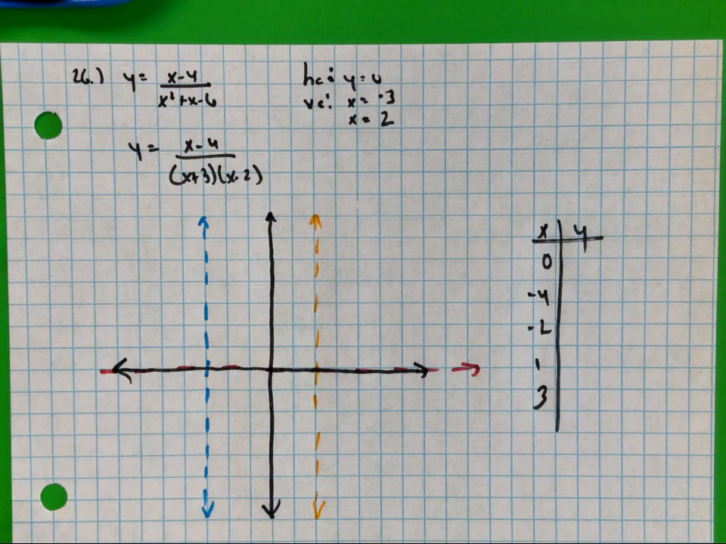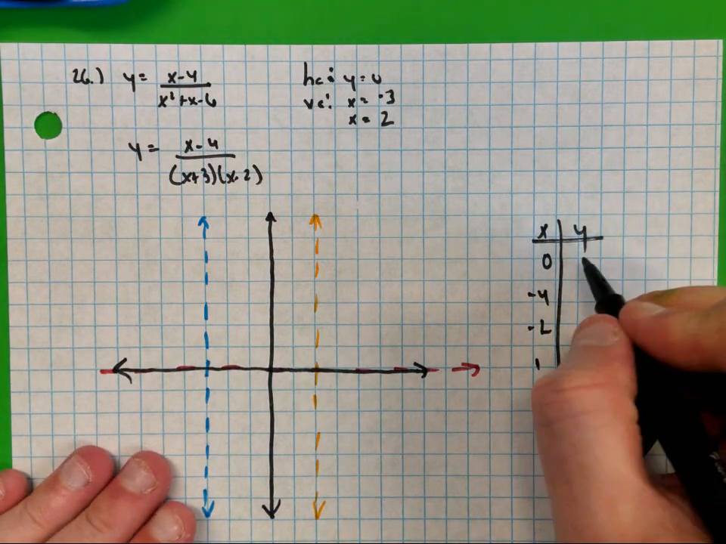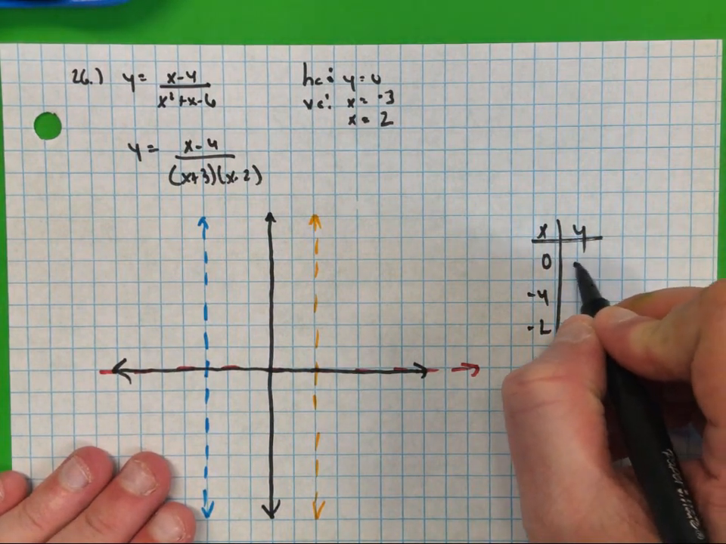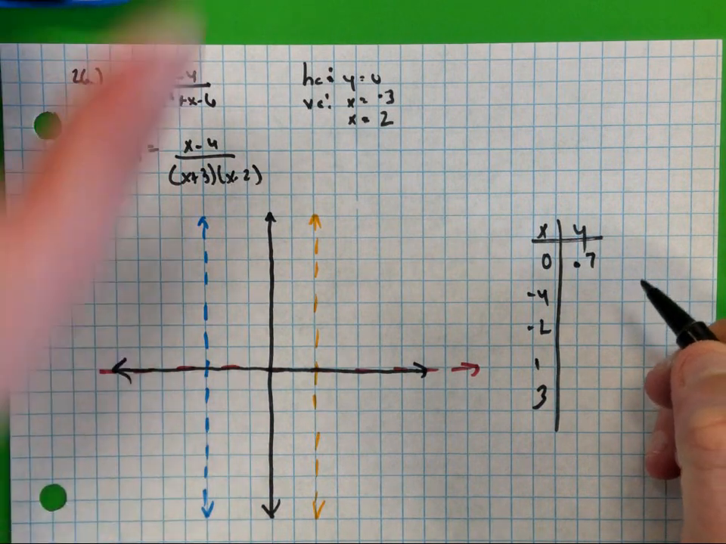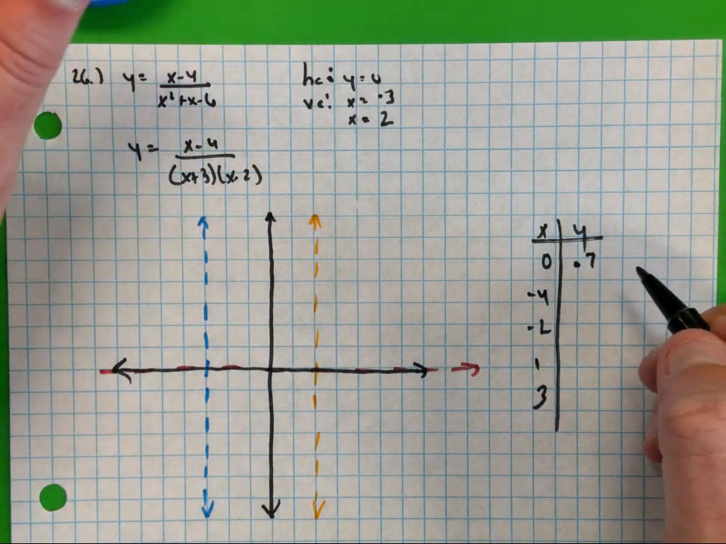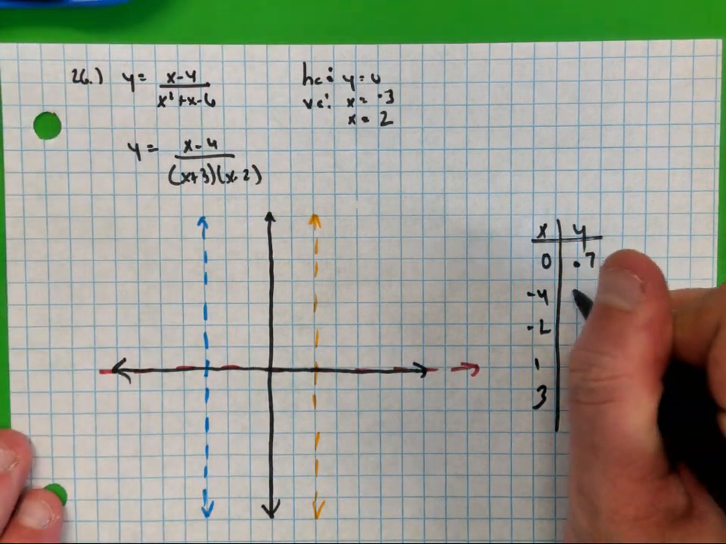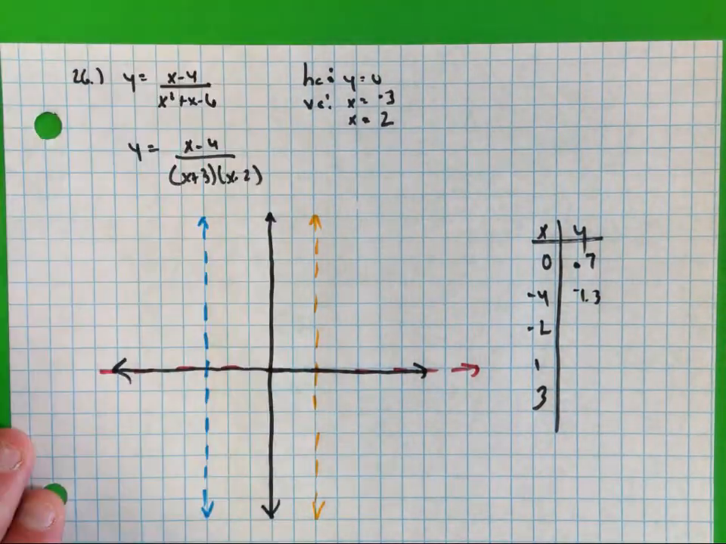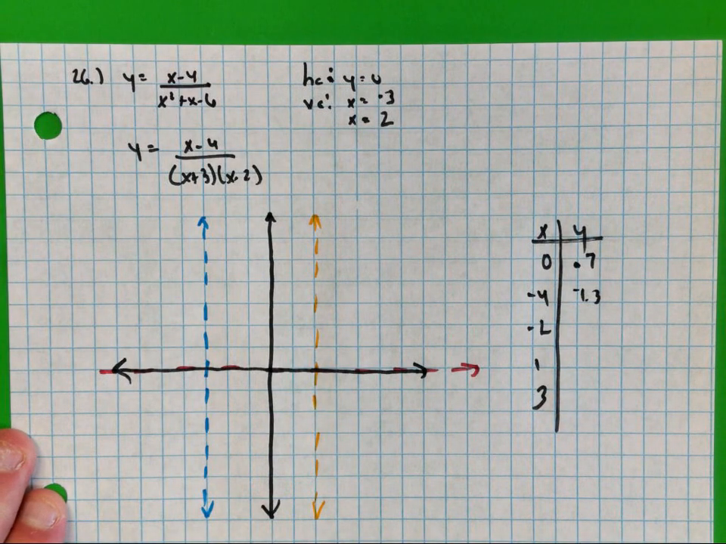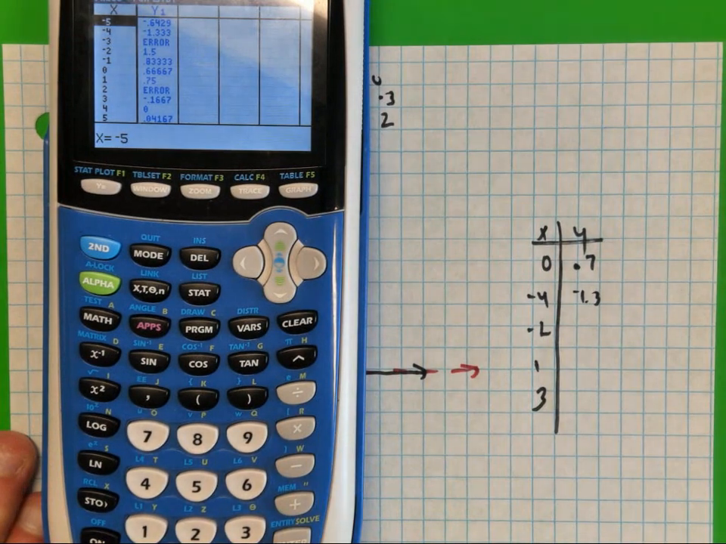Y'all tell me what you get for this. What's 0? Okay, so I'm going to say 0.7. What about negative 4? Negative 1.3. Could you not just use your table if you wanted to? Yeah. I won't be mad if you do that, okay? Yeah, you could just look at your table, yes.